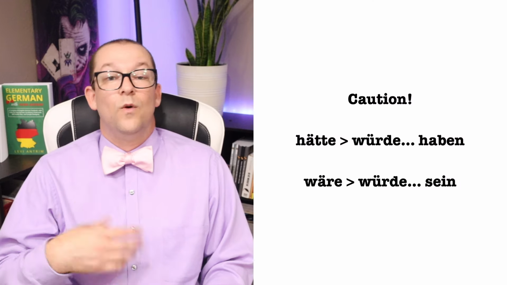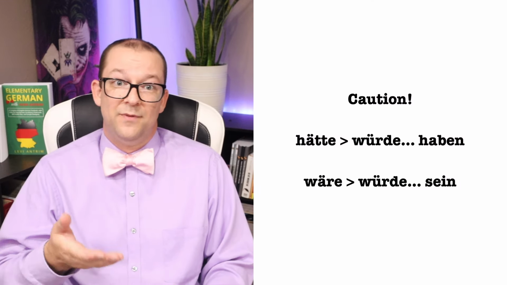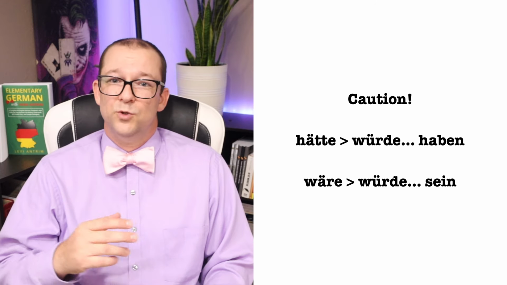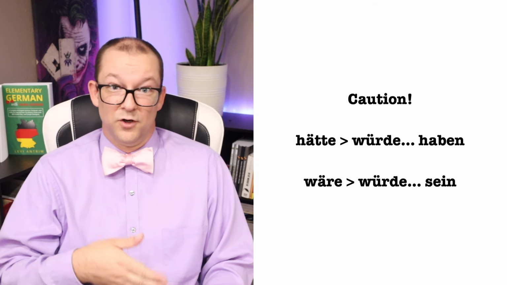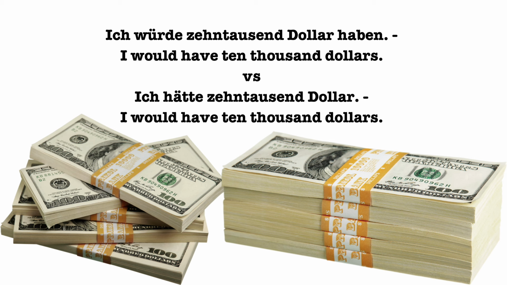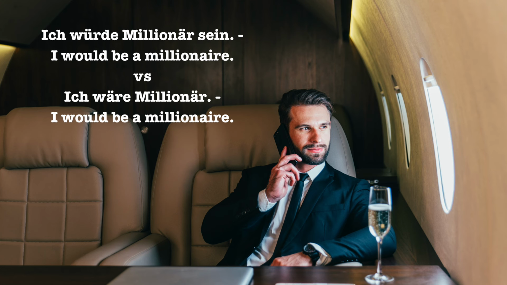Hopefully these examples make it clear exactly how to form sentences using werden in the Konjunktiv II, but there are a few words of caution that I need to mention. While it is possible to use würden with haben and sein, it is more common to simply use the Konjunktiv II forms of these verbs instead. For example, ich würde $10,000 haben. I would have $10,000. Versus ich hätte $10,000. I would have $10,000. Or ich würde Millionär sein. I would be a millionaire. Versus ich wäre Millionär. I would be a millionaire.